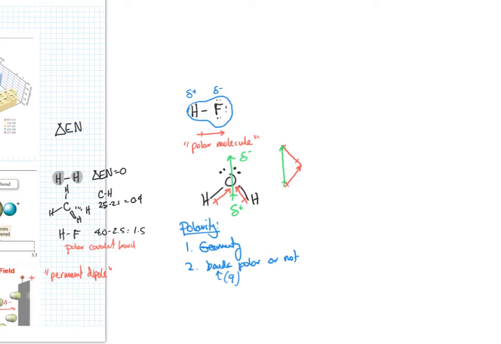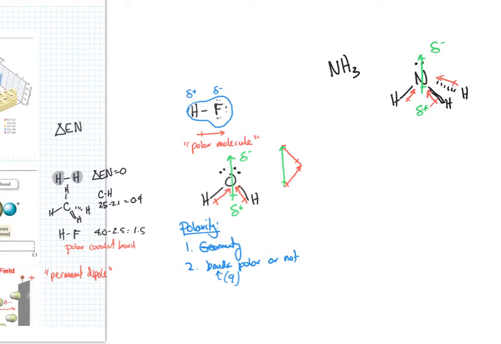Let's take something like ammonia. That's another example we've done before. This is a nitrogen, hydrogen, hydrogen, hydrogen with a lone pair. Each nitrogen-hydrogen bond is a little bit polar. And if we add those three things up together, you end up with a permanent dipole pointing up through the middle of it. So we have a positive side on the hydrogen side and a negative side on the lone pair side.